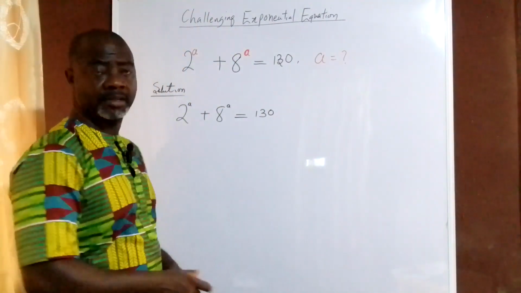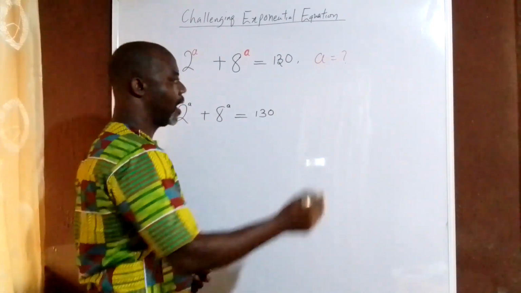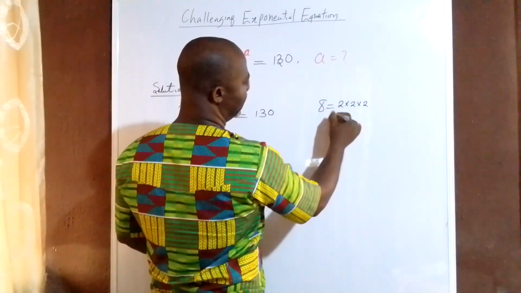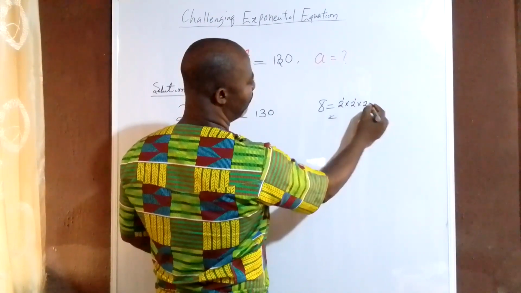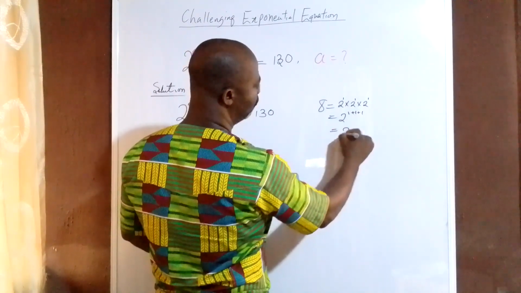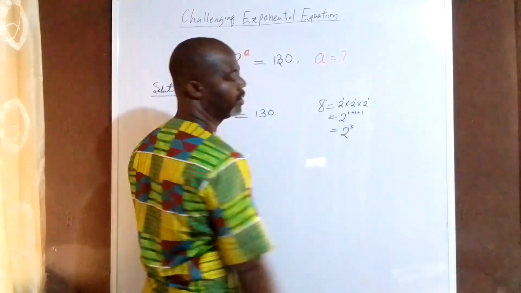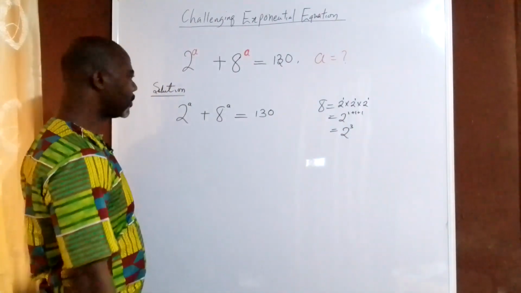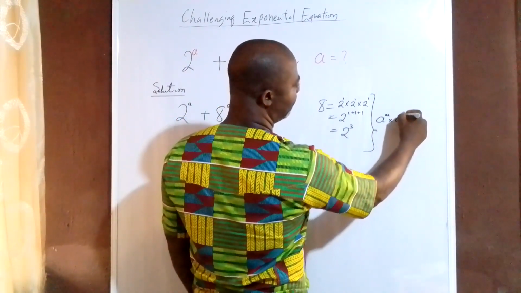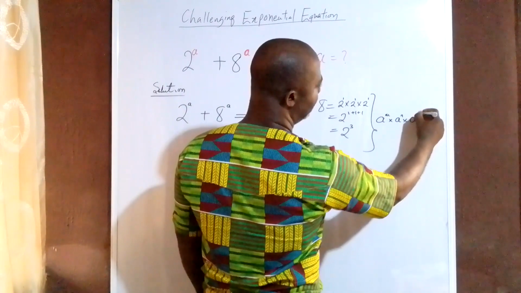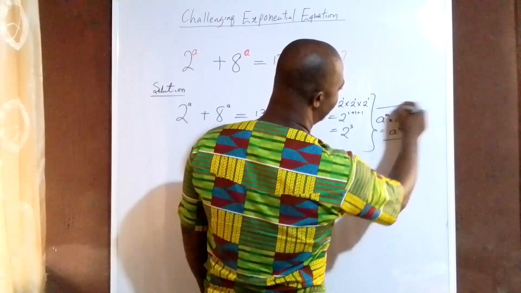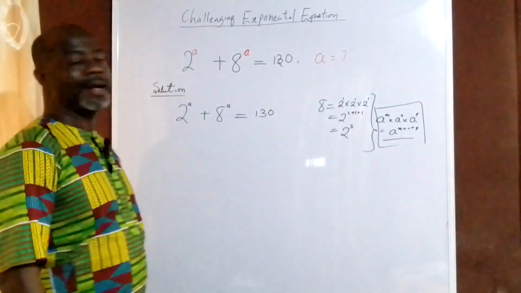So I'm going to write 8 in power 2. And the way to do it is to look at 8 as 2 times 2 times 2. That will be 2 to the power of 1, 2 to the power of 1, 2 to the power of 1. That is 2 to the power of 1 plus 1 plus 1. That will give us 2 to the power of 3. Once that is done, because this stems from the fact that a to the power of m times a to the power of n times a to the power of p will give us a to the power of m plus n plus p. So this is very important, okay? So we apply that here.